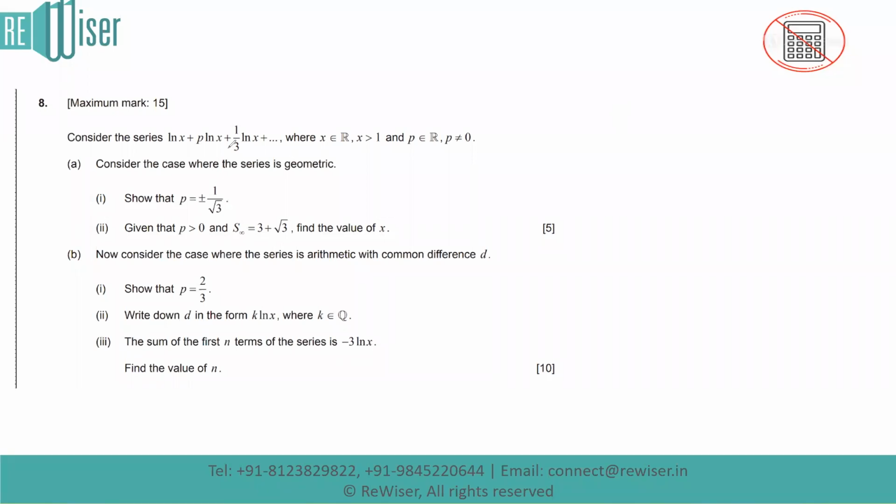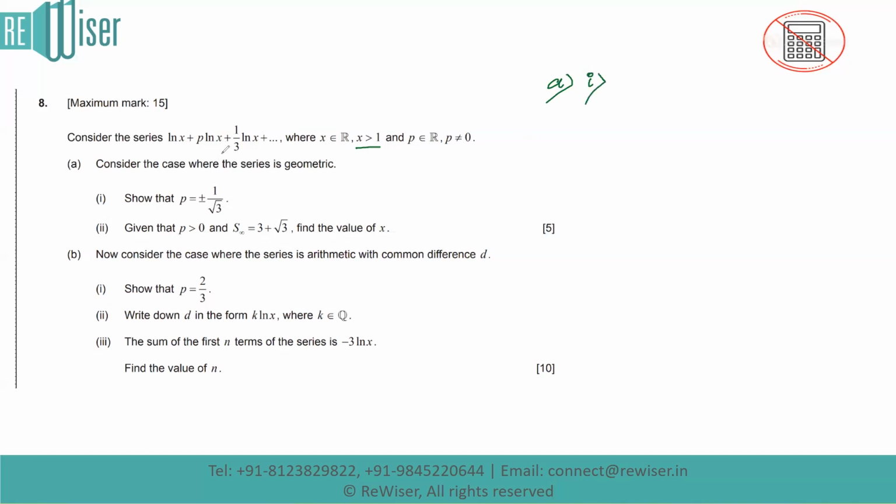Consider the series ln x plus p ln x plus 1 by 3 ln x and so on, where x is a real number greater than 1 and p is a real number. At the same time, p cannot be 0. Consider the case where the series is geometric. If it is a geometric series, there would exist a common ratio, and we need to show for part 1 that p is plus or minus 1 over root 3.